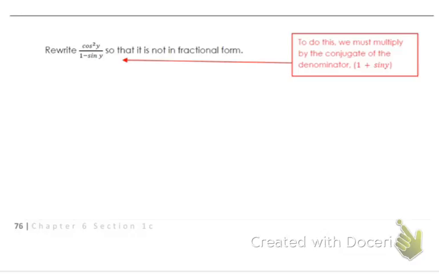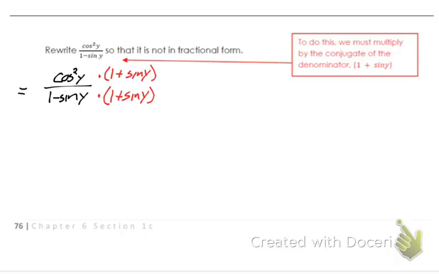We're going to multiply the denominator by its conjugate, which if it's 1 minus sine y, the conjugate is 1 plus sine y. All right? Let's just change that plus and minus. So in this example, we're going to take that cosine squared y over 1 minus sine y. And I'm going to multiply the denominator by the conjugate, which is 1 plus sine y. But that means I need to multiply the top by the conjugate, which is 1 plus sine y.